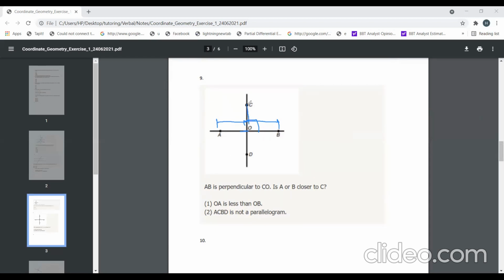Yes. Now, since this distance is the same for both these points A and B, of course, whichever point has the smaller distance would be closer to C, right? Correct. Because the distance between these two points would be like the hypotenuse of this right angle triangle. Yes. So the first provides enough information that A is closer. Let's look at the second piece of information. ABCD is not a parallelogram. That is not providing us any meaningful information. So the answer should be A. Make sense? Yes. Okay.